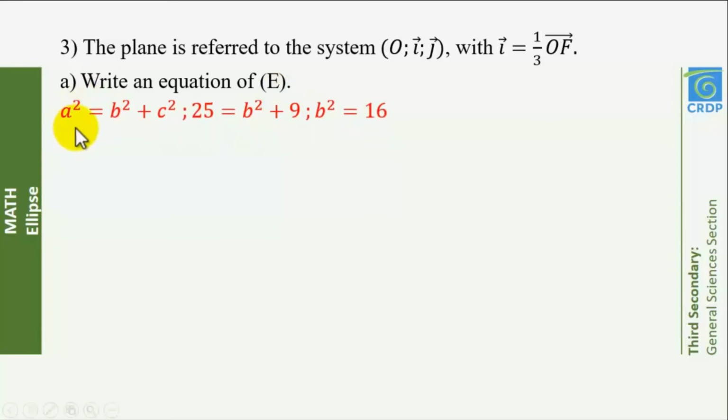A squared equal b squared plus c squared. So, b squared equals 16. Let's write this equation. X minus 0 all squared over 25 plus y minus 0 all squared over 16 equal to 1. We notice that the denominator of this fraction is a squared because x prime x is the focal axis.